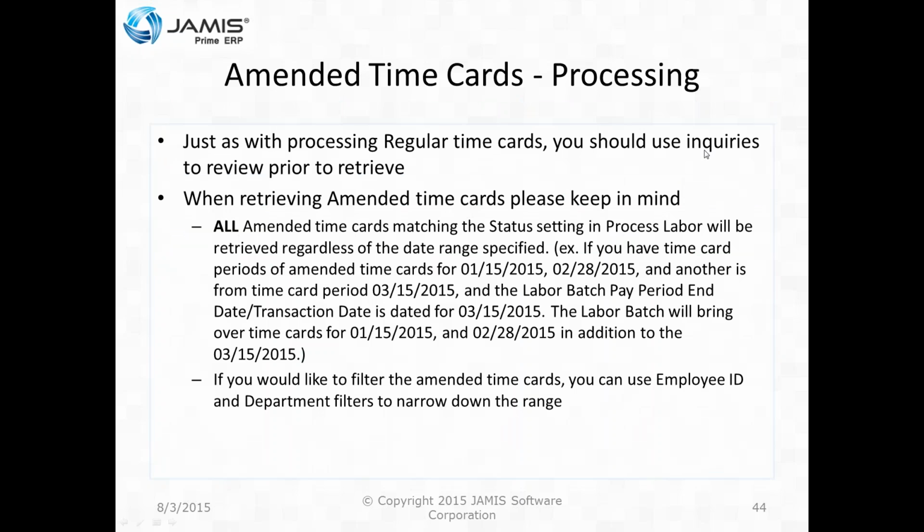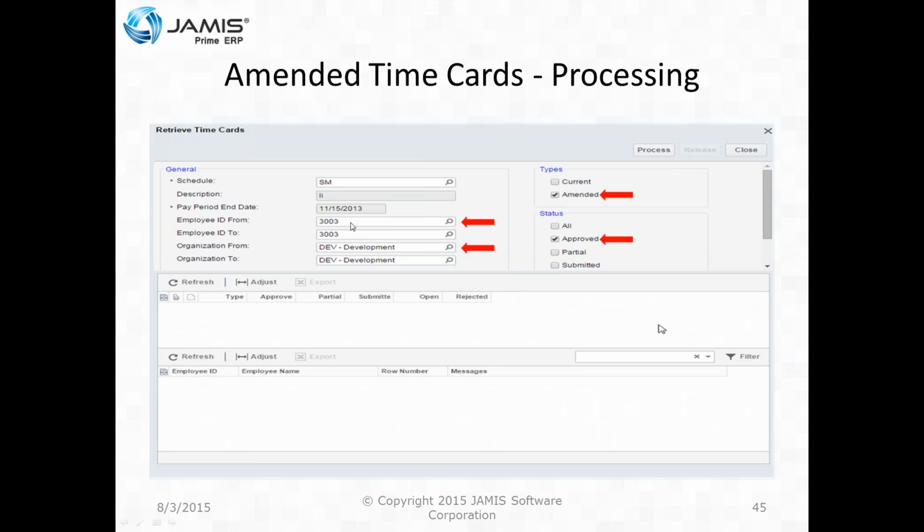Again, you're going to look at inquiries, but the one thing I would note when you're retrieving amended time cards, just know that when you say you want amended time cards, it's going to pull in all amended time cards. What you need to do if you want to zero in on just a couple, you need to filter the amended time cards, either by employee ID or department filters. So if all I wanted to do was to search for Shell's amended time card, I would zero it down to just Shell's ID. Okay, that way I can control.